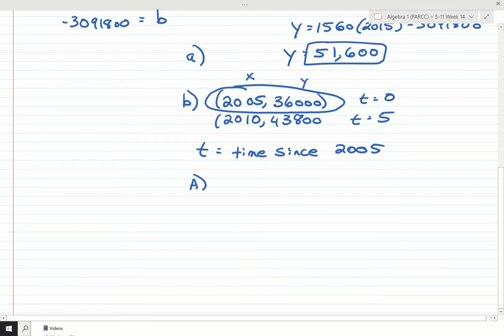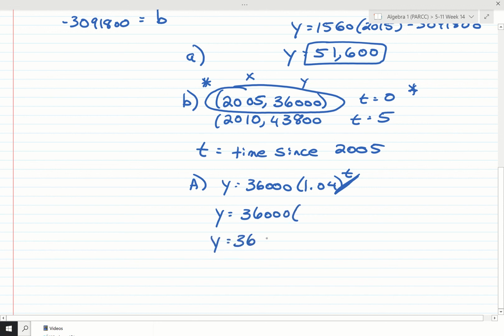Option A, it says that y is equal to 36,000 times 1.04 to the t power. And I'm going to use this very first one to test it. So if we put 0 here, anything to the 0 power is 1, we'd get 36,000. Actually, we'd get the same thing for all of these. So I don't know if that's the best point to test. Let's pick another test point.